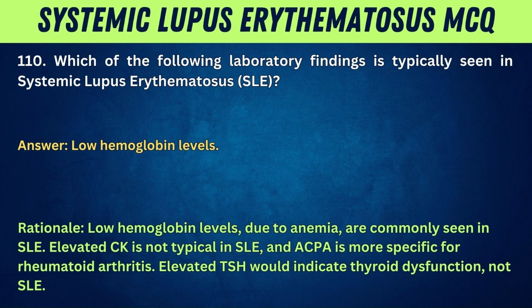Elevated CK is not typical in SLE, and ACPA is more specific for rheumatoid arthritis. Elevated TSH would indicate thyroid dysfunction, not SLE.